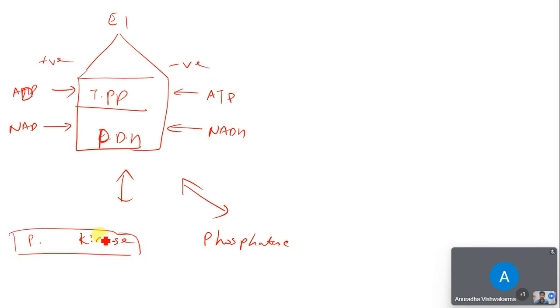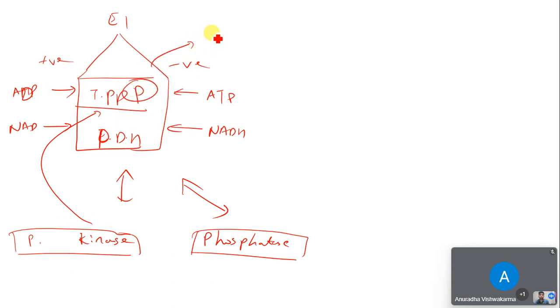Basically, ADP and NAD can directly bind and stimulate this enzyme, indicating that the energy level of the cell is quite low and we need to process this Krebs cycle a lot. But this can also be done by the phosphatase, and it can be inhibited or started by these enzymes as well, that is kinase and phosphatase. What the kinase does is go and phosphorylate this enzyme, and when this phosphorylation happens, it will basically stop the Krebs cycle.